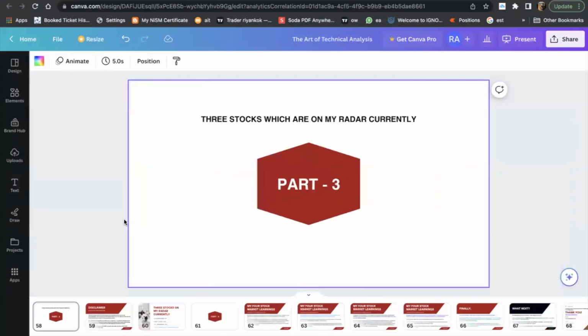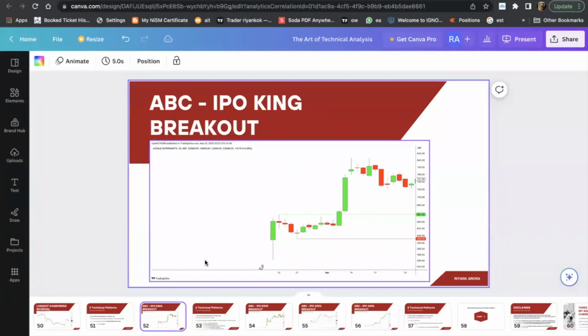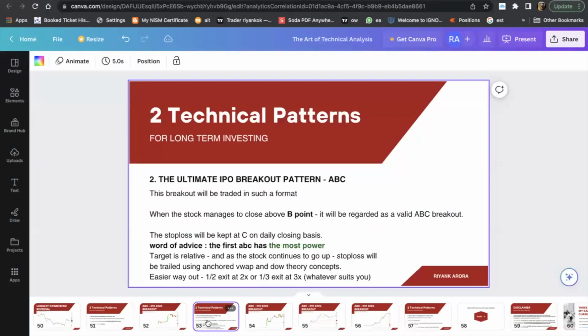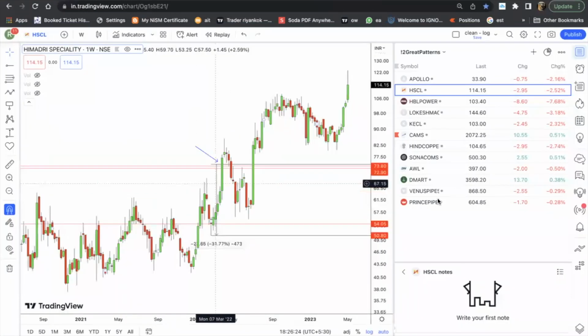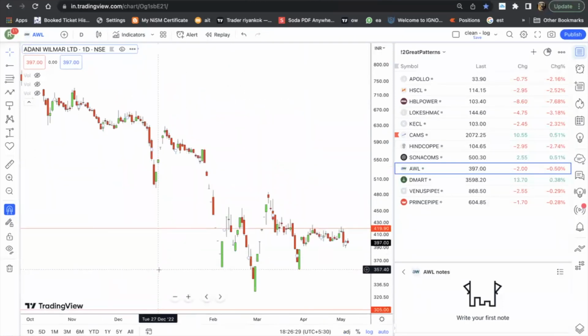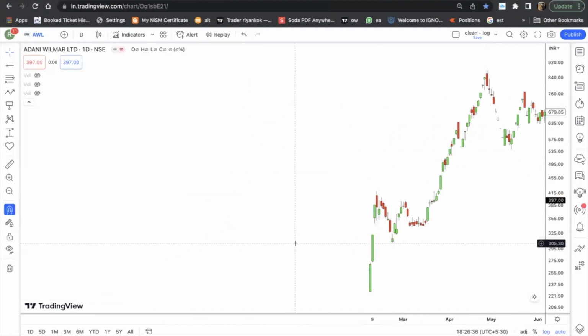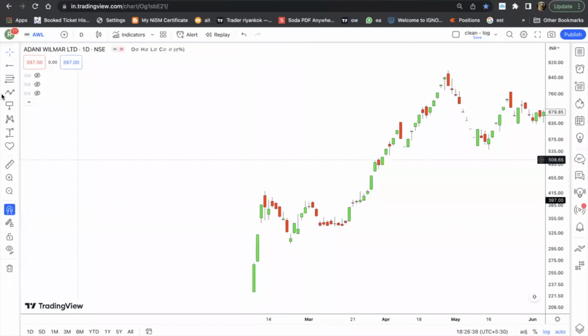So the identification of A, B, C points Avanti has asked. Let's just quickly answer that. Identification of A, B, C points can be done in this way. Let me take an example for a better understanding. We have Adani Wilmar on daily charts. Now, the way to identify ABC pattern is that IPOs are listed right here. So we expect the stock to go up from these levels. We have green candle, we have green candle, and we have one more green candle. So the stock is going up, right?